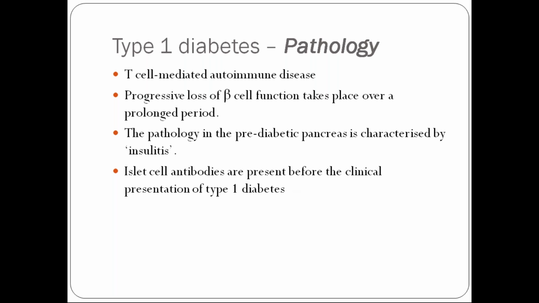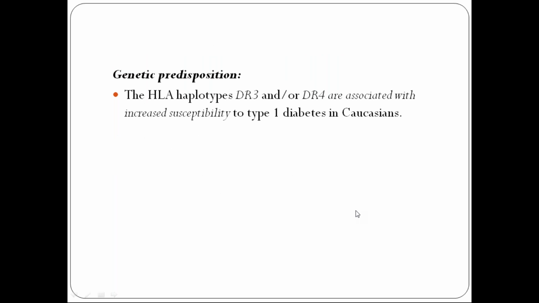So before the patient presents to you, there will be antibodies present in the blood against the islet cells of the pancreas, that is, the beta cells. There will be autoimmune destruction of these cells, leading to decreased production of insulin. As for genetic predisposition, the HLA haplotypes DR3 or DR4 are usually associated with increased susceptibility to type 1 diabetes in Caucasians.